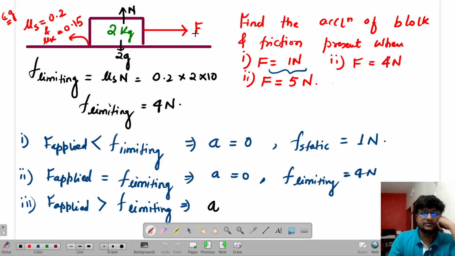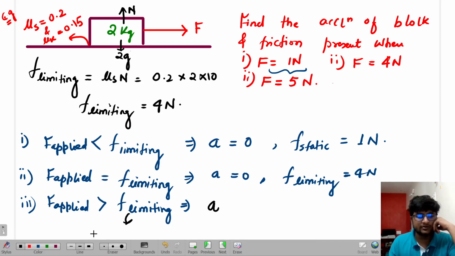If you consider this F applied as 5 Newton, which is more than F limiting, then F limiting will change. It will not be F limiting right now. It will be changed into F kinetic.